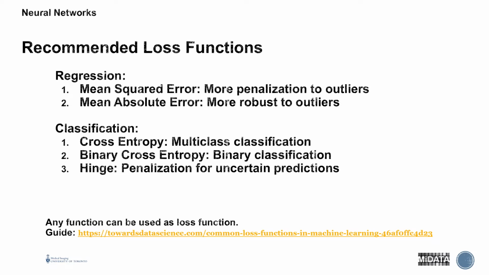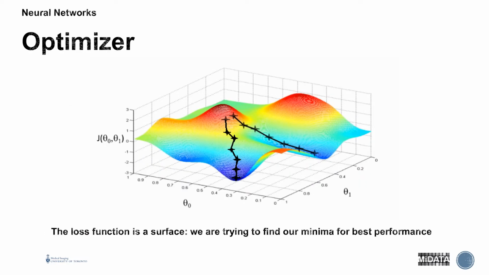When dealing with classification, if you're using a multi-class classification algorithm, you tend to use cross entropy. If you have a binary outcome like yes, no, you would use the binary cross entropy. And if you would like to penalize for when you have uncertain predictions from your algorithm, then you would use the hinge loss function.